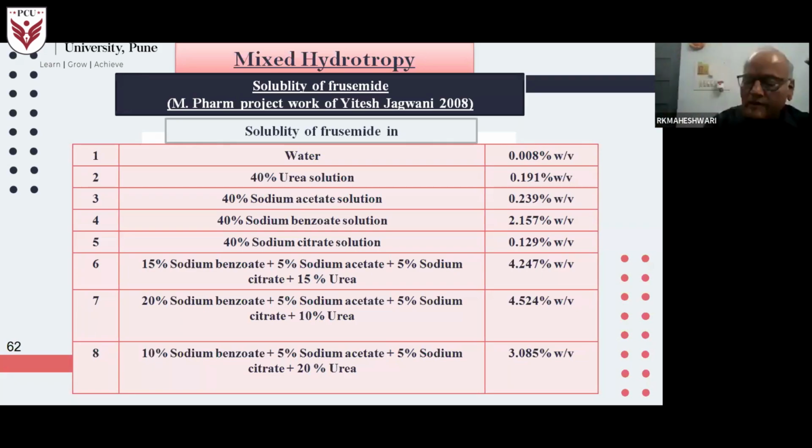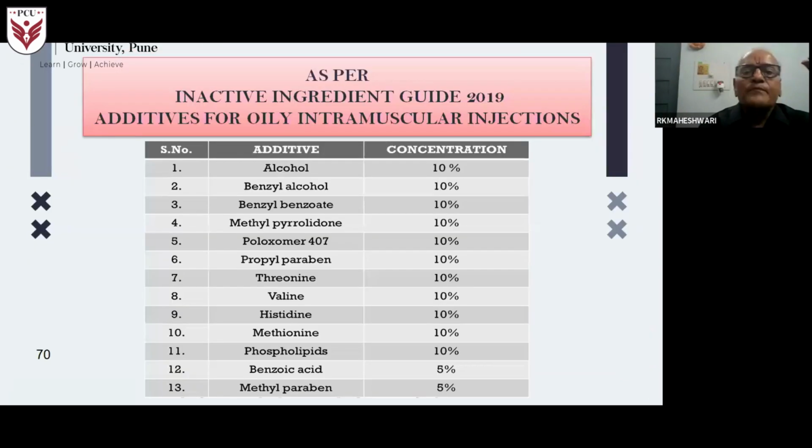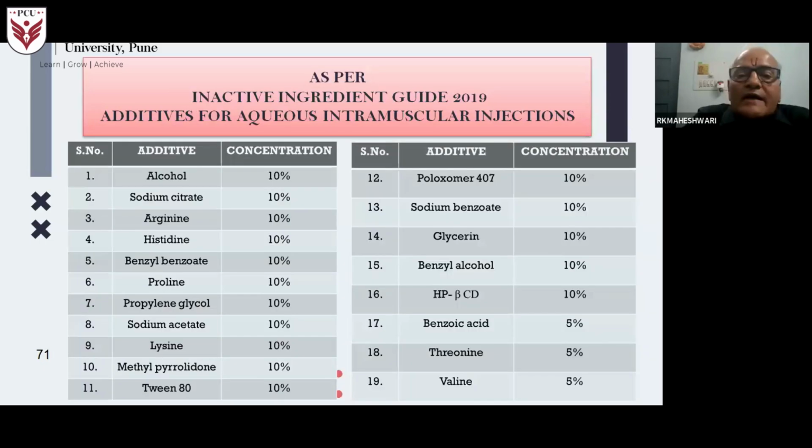Let me give the example here. With the example, I will discuss this thing. Now see, this is a table containing various concentrations of different additives which are employed to make aqueous intramuscular injection. First, please read this title as per the Inactive Ingredient Guide 2009: additives for aqueous intramuscular injection.